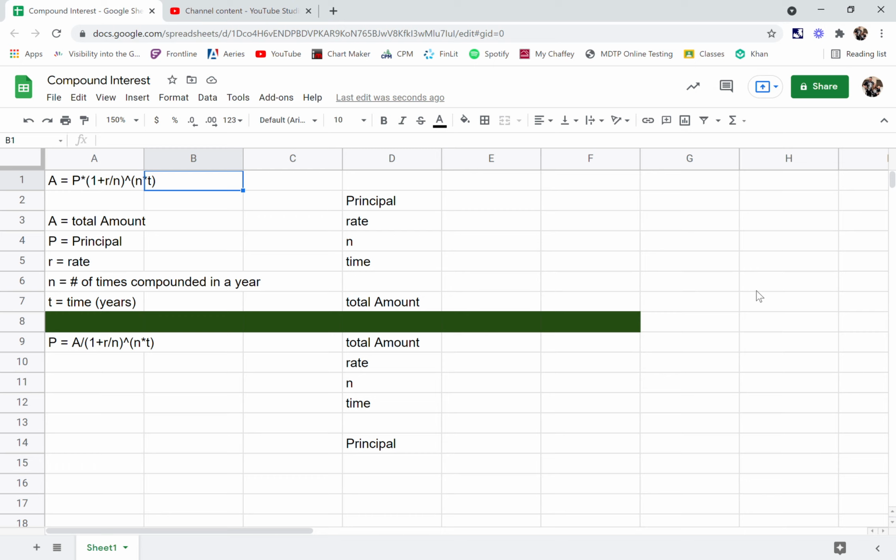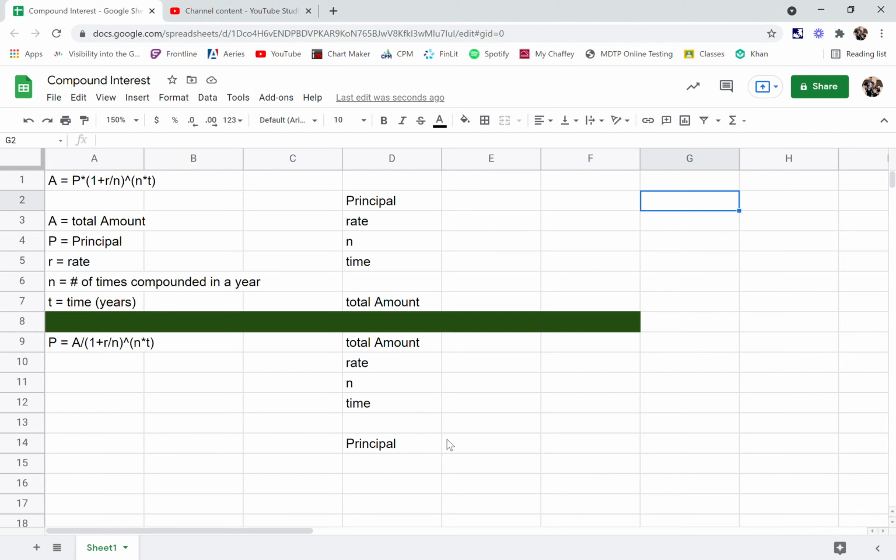This is Mr. Knight. I am here on Google Sheets going to show you how to make a compound interest calculator. At this time, this is all the info that you're going to need to get yourself set up for this calculator. So if you want to pause this video just for a couple minutes to get this copied down, go ahead and do that.